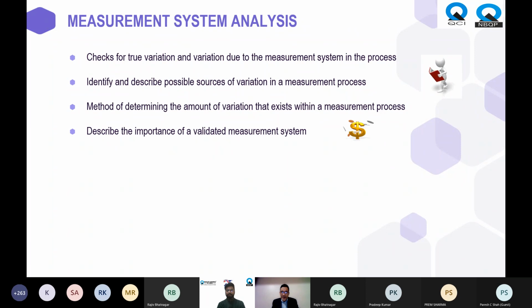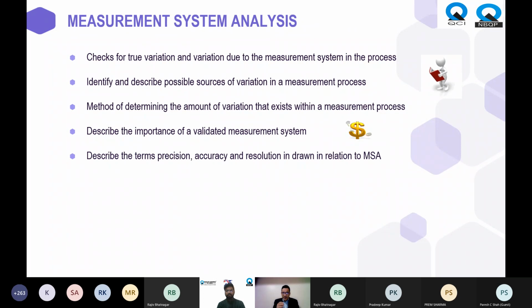Describe the importance of a validated measurement system. So if I am saying I have accepted my measurement system, I am taking data from my gauge, I am using my set of operators for capturing the data, am I saying that my measurement system is good enough, fair enough to proceed further? This MSA is going to tell. It describes the terms which we will discuss: precision, accuracy, resolution, and all those things, and it validates the measurement system before doing statistical process control.